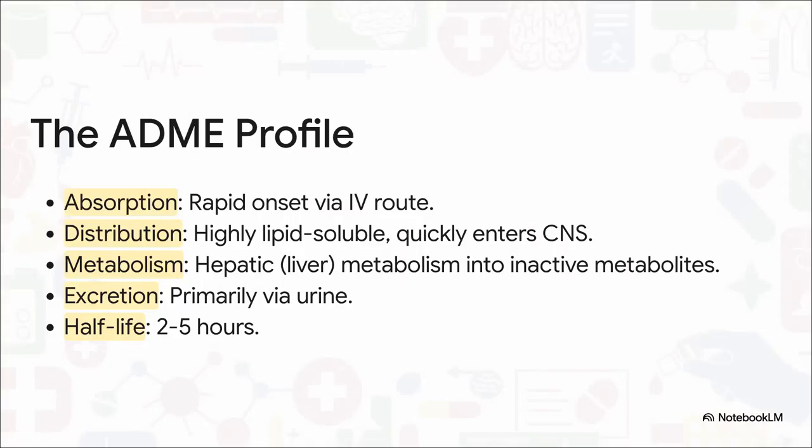And here's the whole story. It's absorbed super fast. Because it's really fat soluble, or lipid soluble, it zips right across the blood-brain barrier to get to work. But this part right here is the golden ticket for our patient with kidney problems. The liver breaks fentanyl down into metabolites that are inactive. That means there are no toxic byproducts floating around that can build up if the kidneys aren't clearing them properly. This is what makes it so much safer than morphine in renal failure.